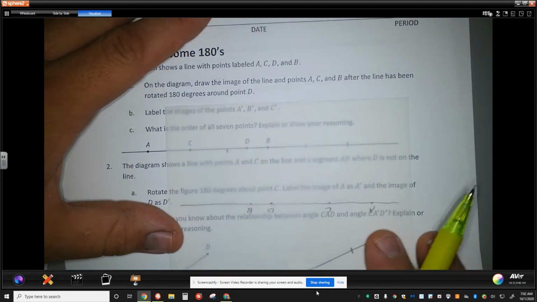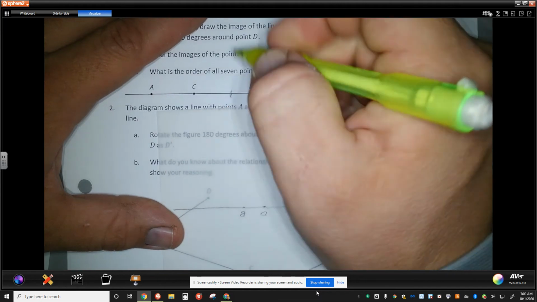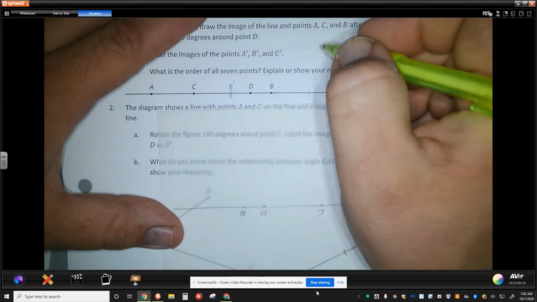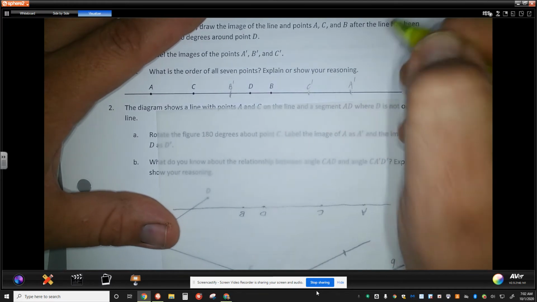I'm going to put this right here so I have some reference for where these are. This one was B prime. This one right here is C prime, and this one here is A prime.